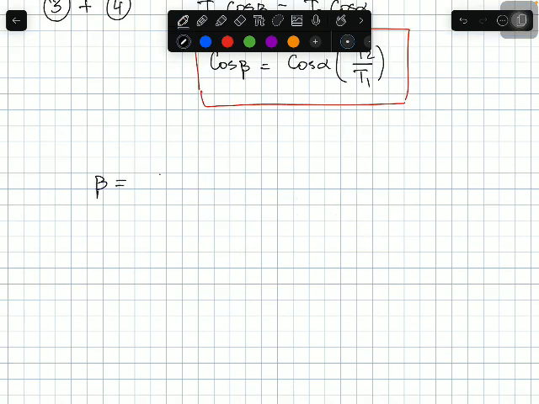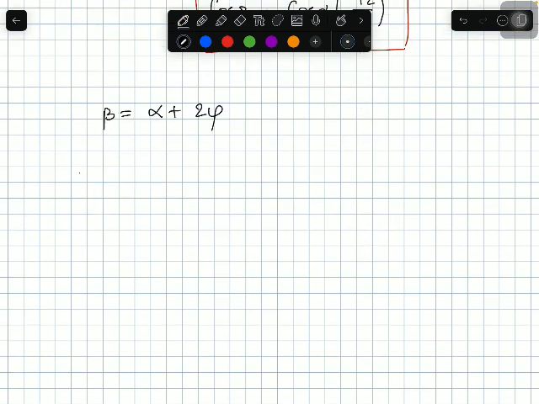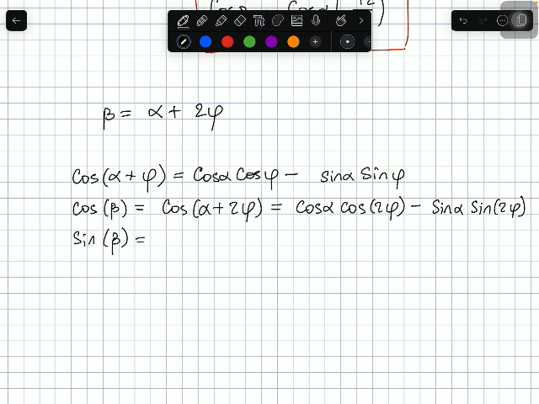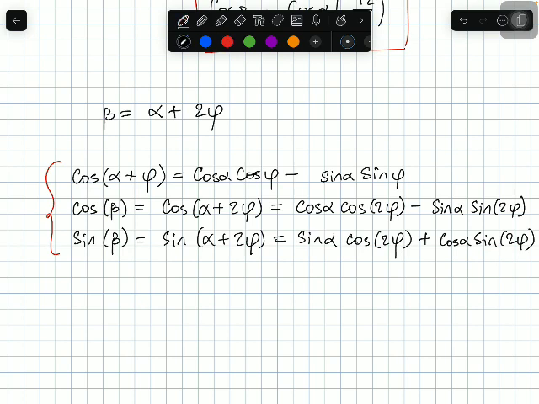Now, since beta equals alpha plus 2 phi, we can write down some trigonometric identities. Cosine (alpha plus phi) equals cosine alpha cosine phi minus sine alpha sine phi. Cosine beta, which equals cosine (alpha plus 2 phi), can be written as cosine alpha cosine 2 phi minus sine alpha sine 2 phi. Sine beta equals sine (alpha plus 2 phi), which is sine alpha cosine 2 phi plus cosine alpha sine 2 phi. These are just trigonometric identities that we will be using in the future.